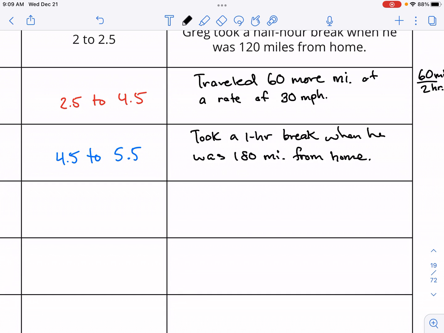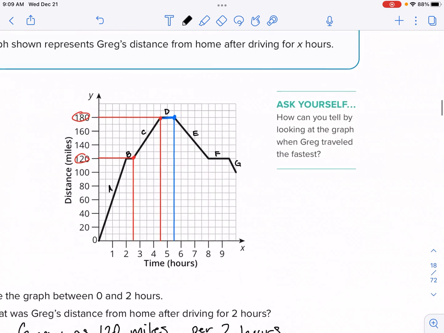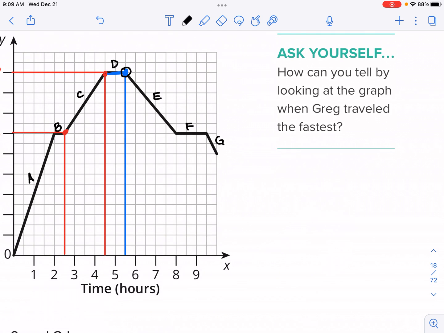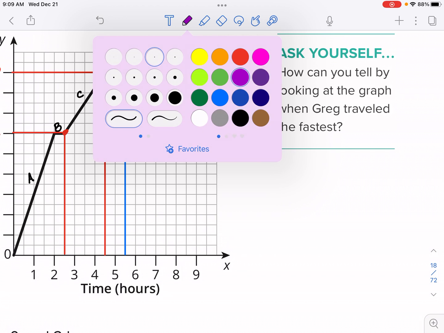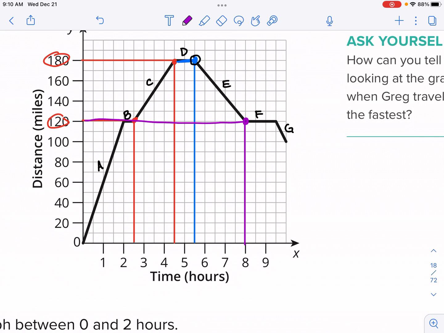Okay, we're going to complete one more part of this, and that's going to be E. I'd welcome you to figure out F and G as you do, but let's go ahead and figure out E. All right, from E, so we're starting right here. We know that Greg is 180 miles from home at 5.5 hours in his journey, but let's also go to this next part. I'll put it in purple. Right here, that's 8 hours, and he's 120 miles away. So looks like it's decreasing. So this was 180 miles, and now after 8 hours, we're 120 miles.